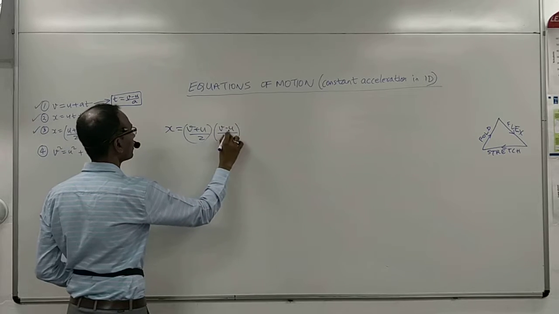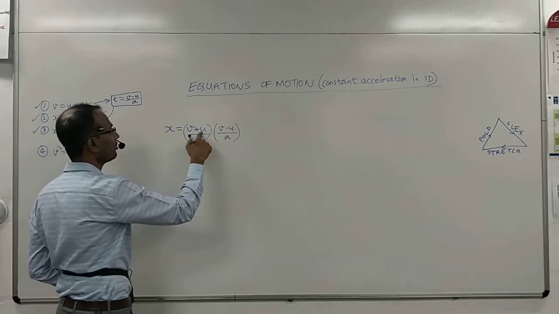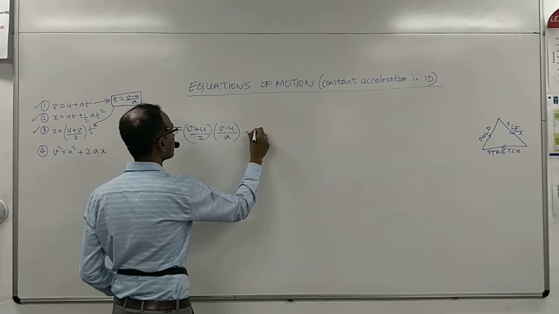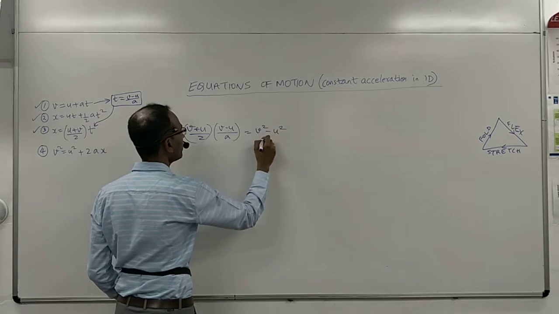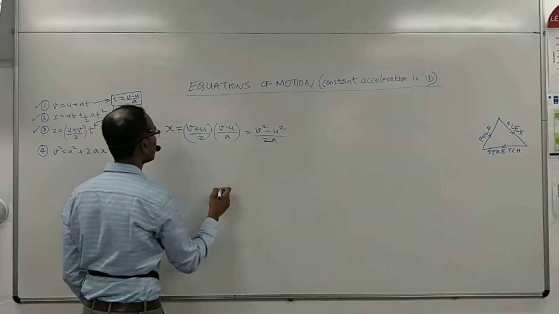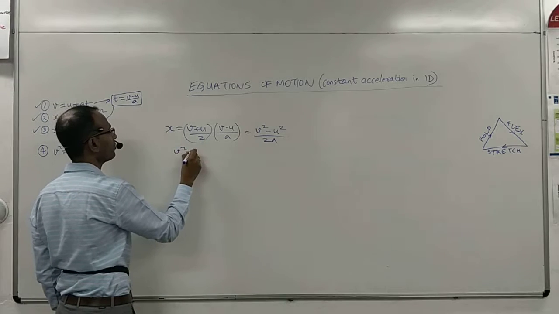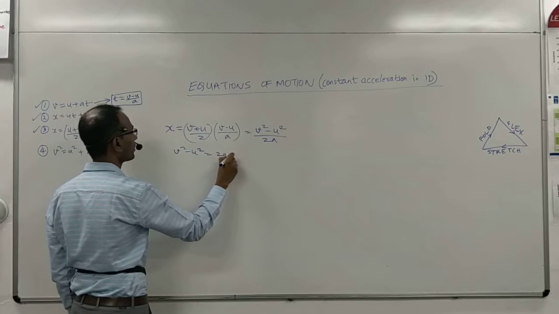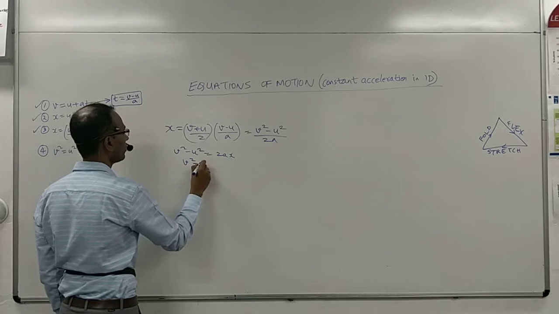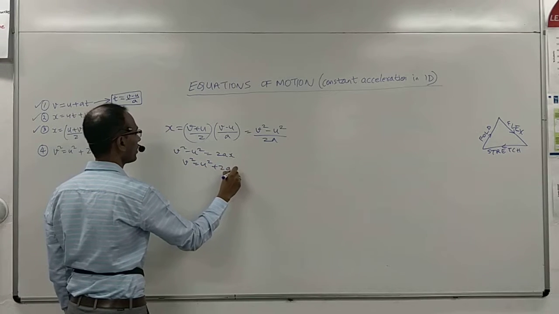So v plus u into v minus u is v square minus u square, upon 2a. Then 2ax. So you get v square minus u square equals 2ax. So v square equals u square plus 2ax.